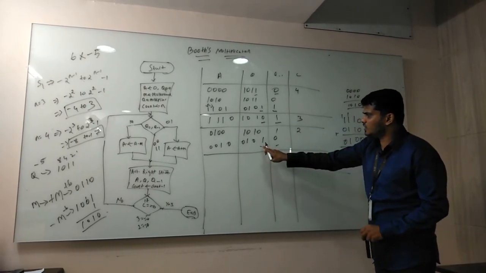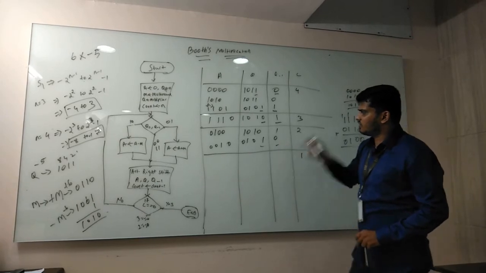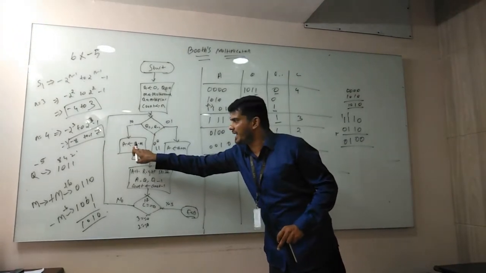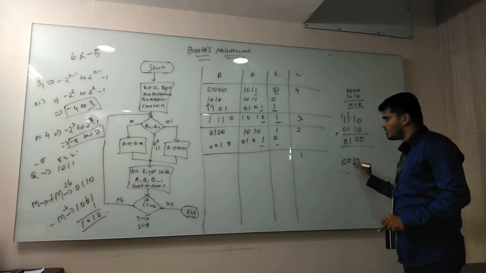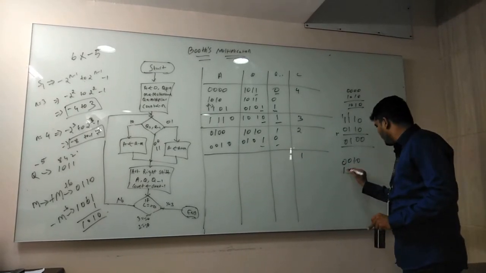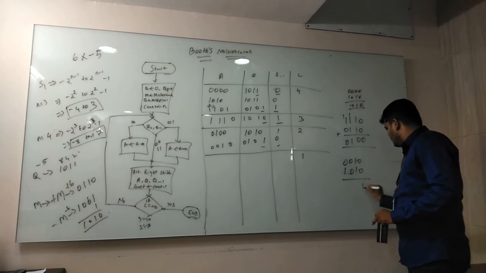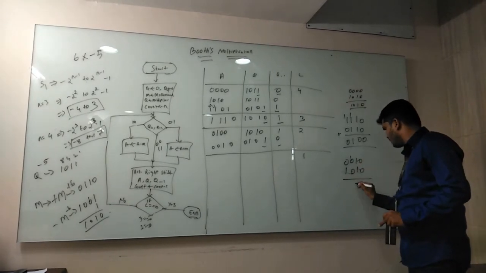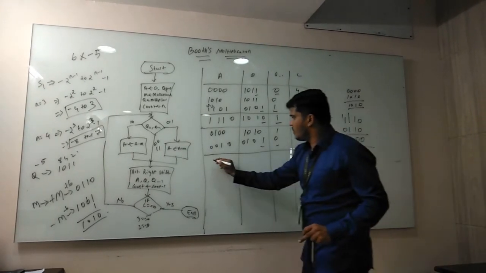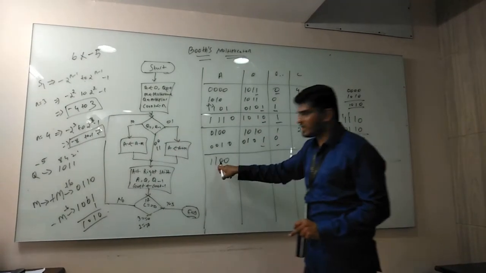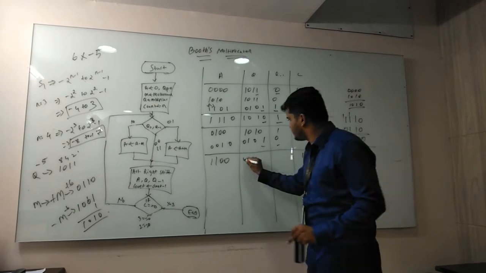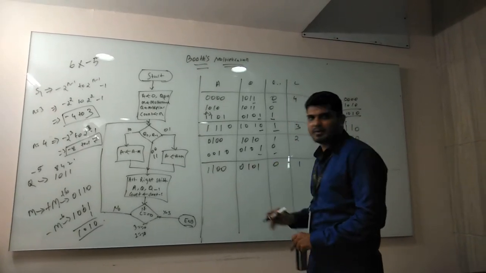What is Q0? 1, 0. So 1, 0 means you do A tends to A minus M. So what is A? 0, 0, 1, 0. And what is minus M we have calculated? 1, 0, 1, 0. 0, 1 and 1 is 0 with 1, 1, 1. So 1, 1, 0, 0. So you have done it and put the result back there. And then 0, 1, 0, 1, these steps remain the same.